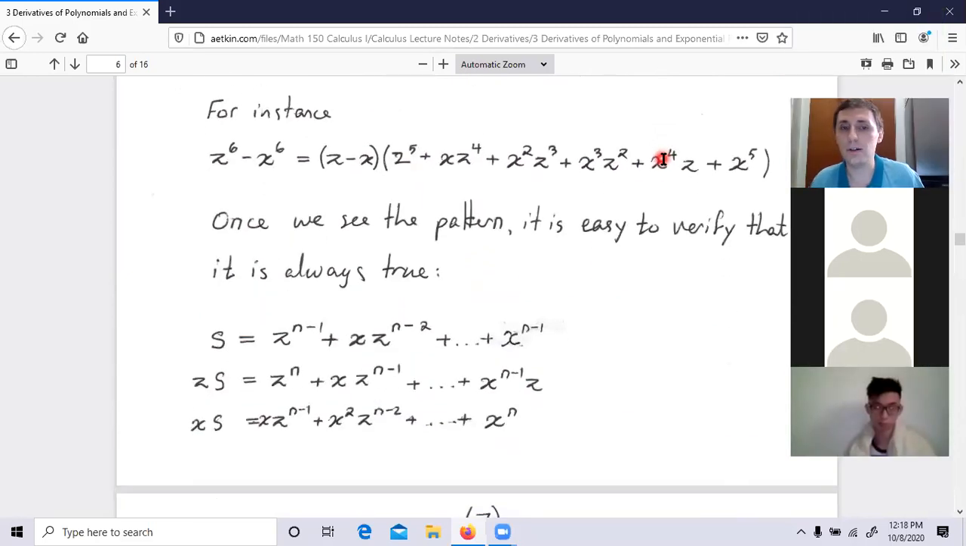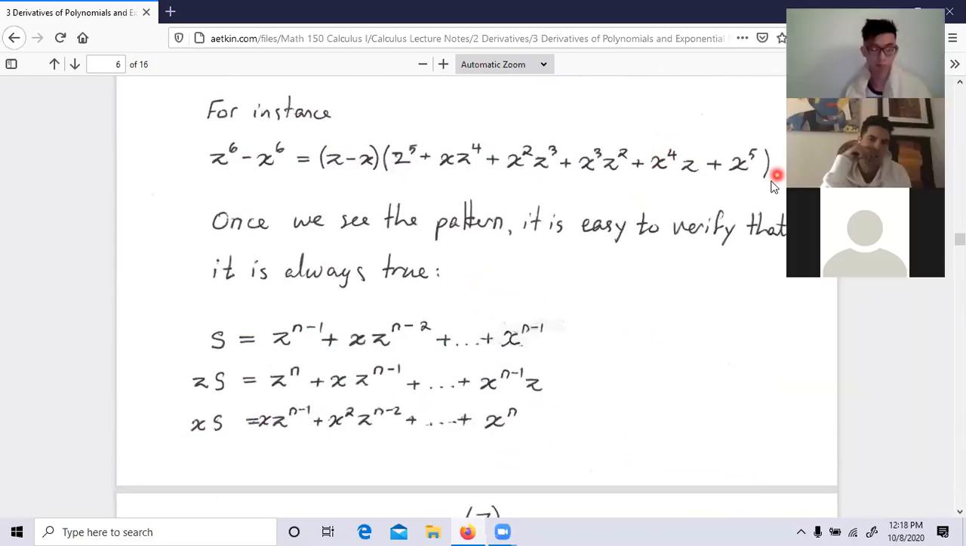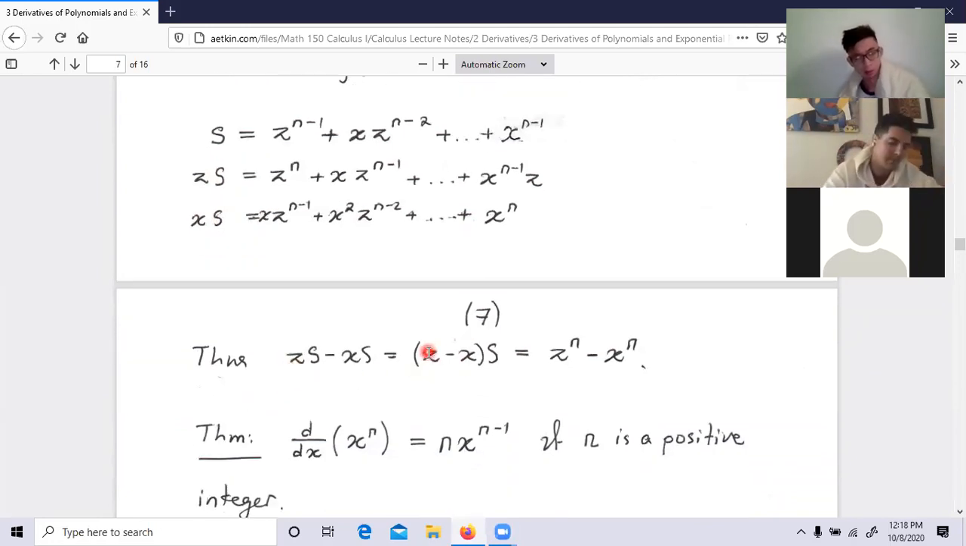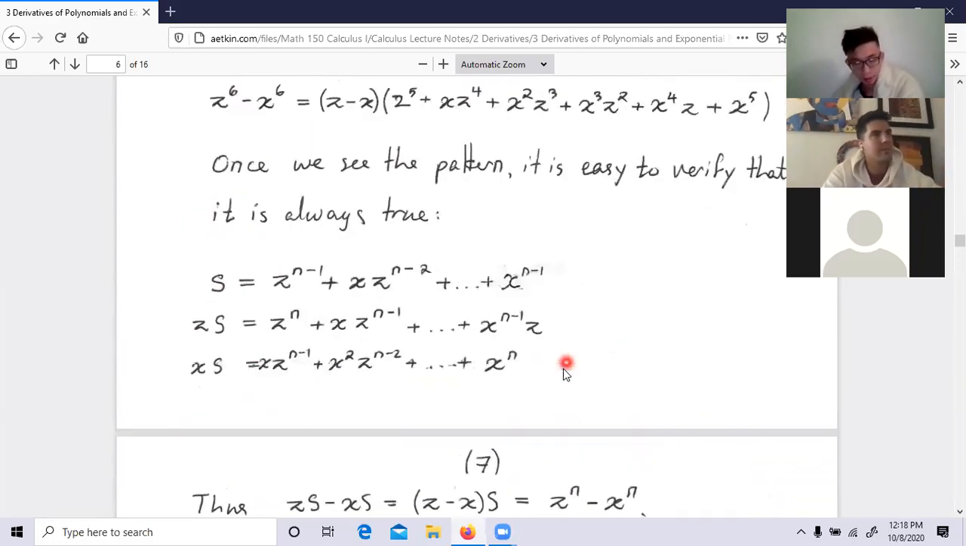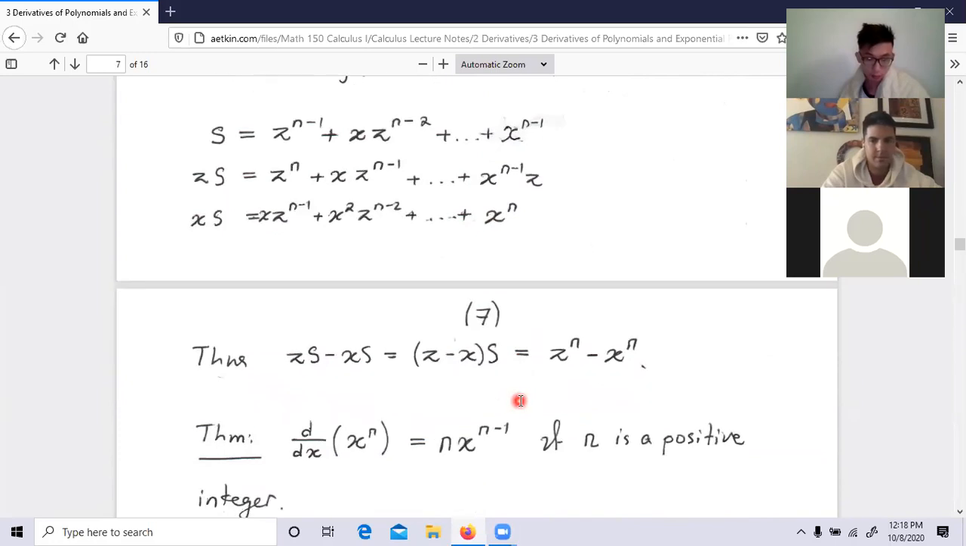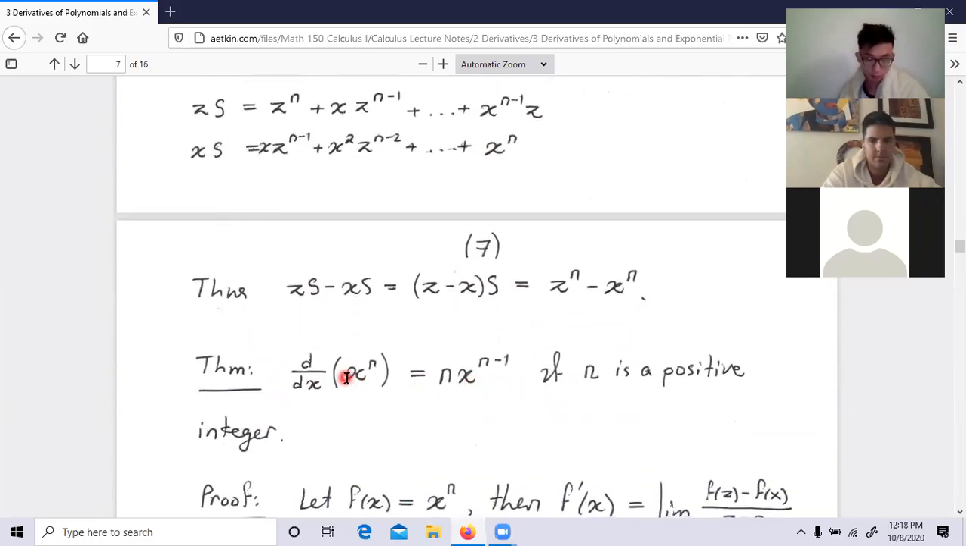Good? So once you realize what this pattern is, you can realize it by playing with long division. Once you say, well, here is the pattern, you can easily prove that the pattern holds. Because if s is this summation up to n, I can multiply s by z, and I get this value. I multiply s by x, I get this value. When I subtract zs minus xs, I can factor out the s, it's z minus x times s, and that will be z to the n minus x to the n. Only this thing survives and only this thing survives. So that proves that the pattern is as we expected. And here is our theorem.